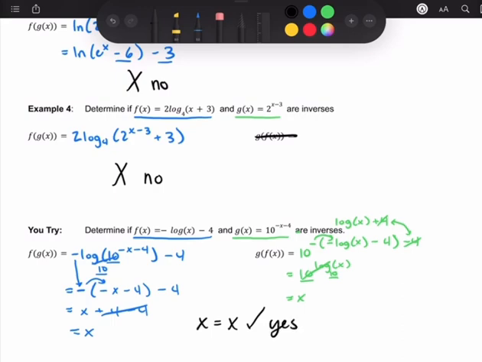Okay, I hope this video helped you better understand how to determine if two functions are inverses of each other, and it refreshed your knowledge on how to find the inverses of exponential and logarithmic functions, and I hope you have a terrific rest of your day.